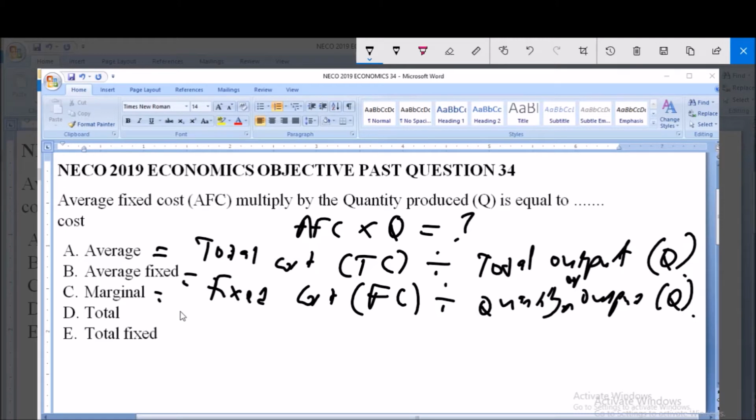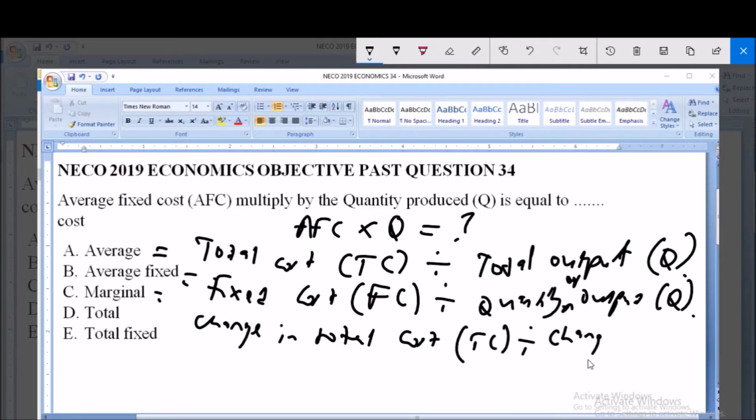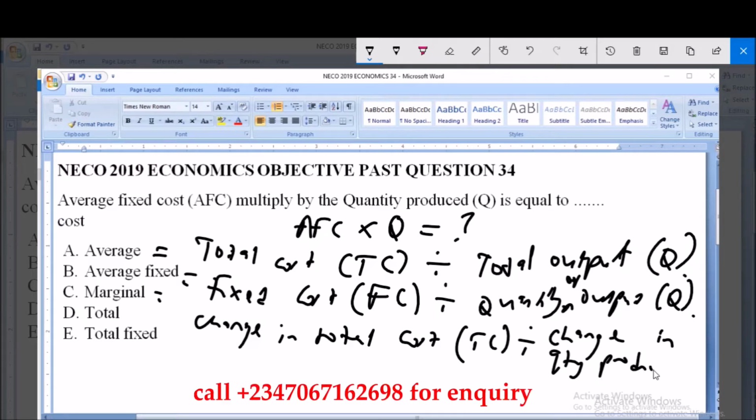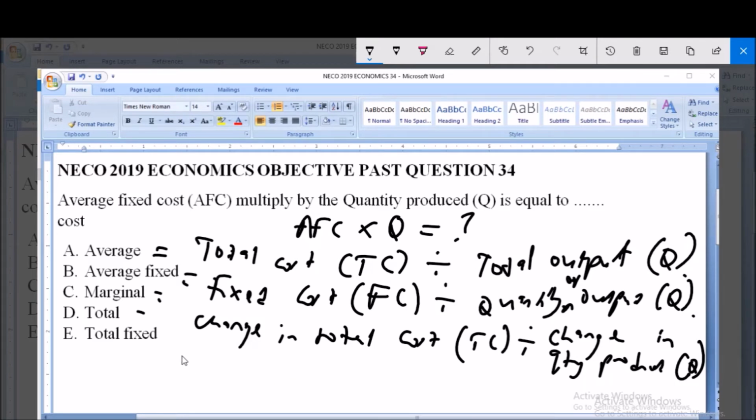So for C, marginal cost is given by change in total cost, that is TC, divided by change in quantity produced, that is Q. Then D, total cost, is given by total fixed cost plus total variable cost.